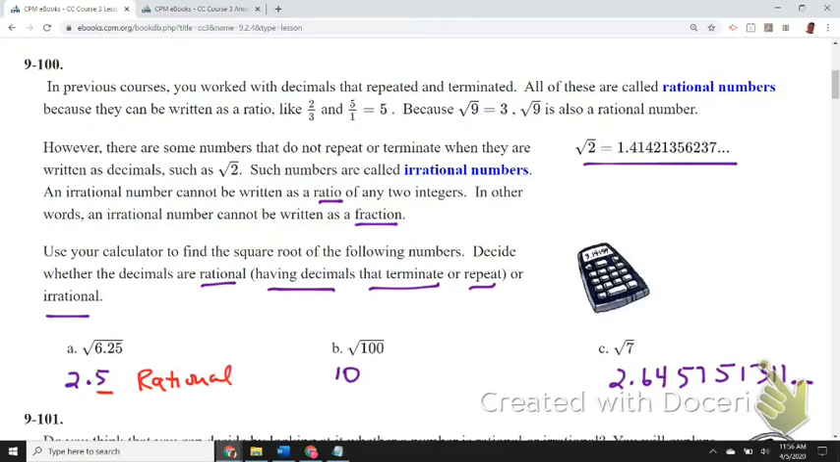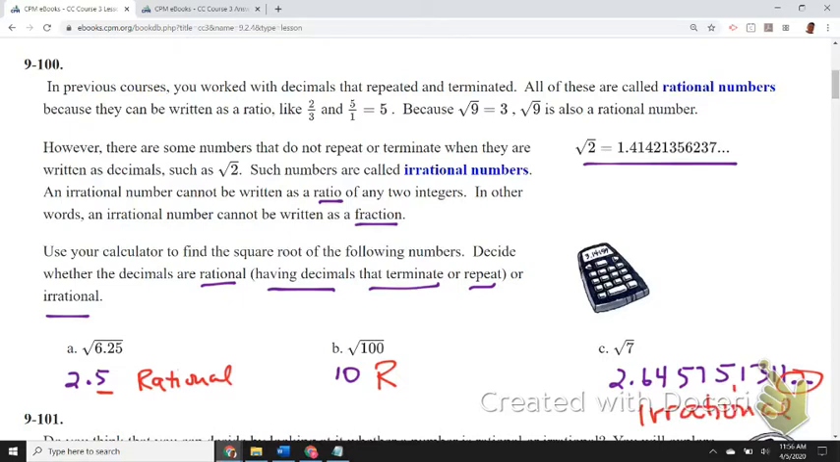The square root of 100 is just 10, and that number ends. It's just 10. It's not a decimal that goes on forever. So I'm going to write an R for rational. And question C is the square root of 7. The answer here is a bit more complicated. It's 2.645751311 dot dot dot. That's what my calculator shows. Because there's that dot dot dot, it's telling me that this number goes on forever, and I don't know what's after that. So this one is going to be irrational.